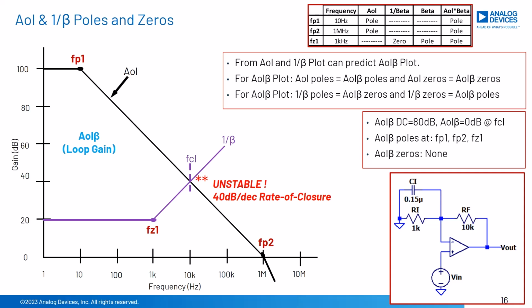Since poles in the AOL plot are poles in the AOL beta plot, we expect loop gain poles at FP1 and FP2. Since a loop gain plot is an AOL beta plot, and it uses beta, we expect it to have reciprocal poles and zeros from a 1 over beta plot. So in the loop gain plot, the 1 over beta, FC1, will become a beta pole. So by quick inspection, we expect a loop gain plot with 3 poles: FP1, FP2, and FC1.